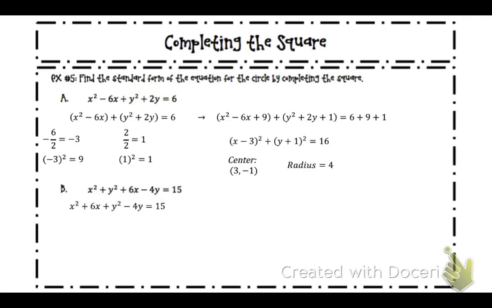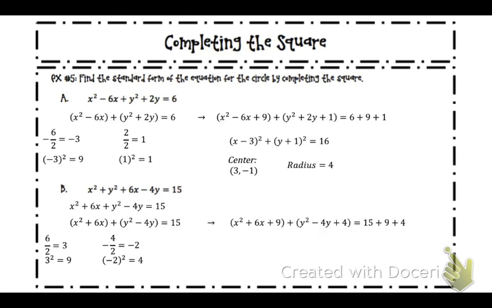Now let's look at b. I'm going to put this in order so my x's are together and my y's are together. Divide that 6 by 2, square it. Divide negative 4 by 2, square it. So you get x squared plus 6x plus 9 plus y squared minus 4y plus 4 equals 15 plus 9 plus 4. And that's x plus 3 squared plus y minus 2 squared equals 28. The center is at negative 3, 2. And my radius is the square root of 28, which is also 2 square roots of 7.